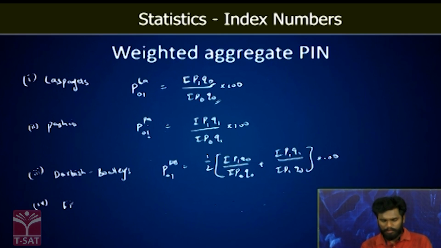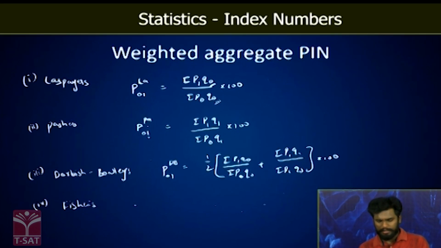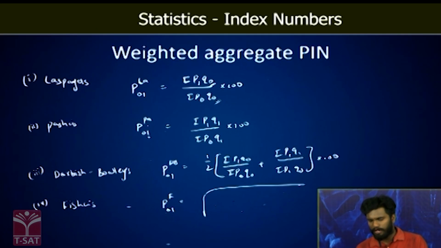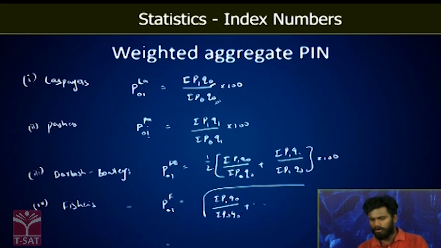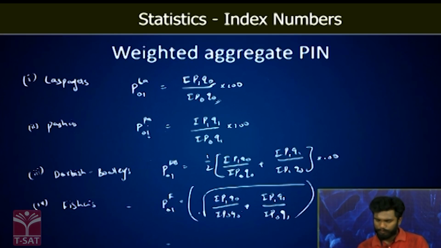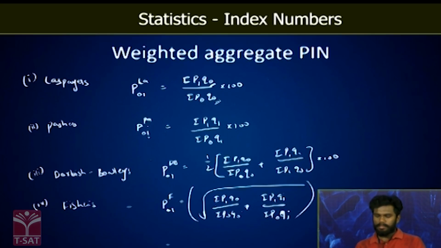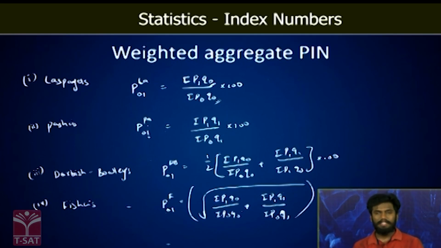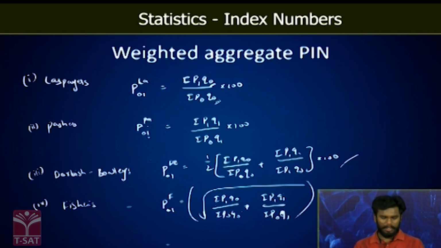Next it is Fisher's, which is very important. Why it is important we will discuss later. P01 F is given by the square root of summation P1 Q0 by summation P0 Q0 into summation P1 Q1 by summation P0 Q1, into 100 outside the root. This is nothing but the geometric mean of Laspeyres and Paasche's, whereas Drobisch is the arithmetic mean of Laspeyres and Paasche's.